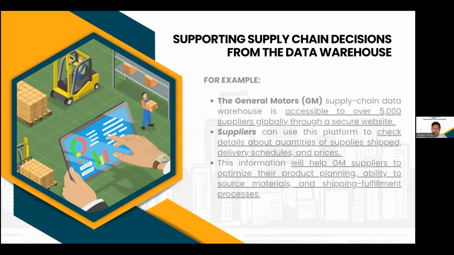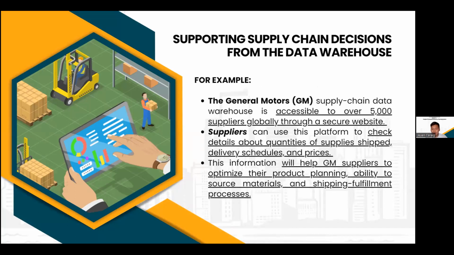So one example is yung supply chain data warehouse ng GM Motors. So na-access ito ng kanilang mga suppliers securely online. So magla-login muna sila doon, then they can check na yung mga quantities of supplies shipped, delivery schedules, and prices ng mga materials. Yung pagkakaroon ng ganito can help yung mga suppliers ng GM to optimize their product planning, ability to source materials, and shipping fulfillment processes. Kumbaga, nai-ready na ng mga suppliers yung possible na demand quantity or kung yung ilan yung possible na orderin ni GM para makapag-ready na sila ng stocks nila and so on.